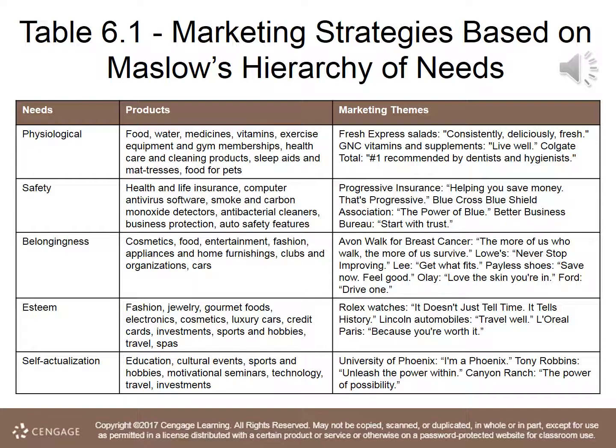But people may not always progress through the hierarchy. They may fixate on a certain level. For example, consumers who live through an economic downturn may always be motivated to save money in order to avoid financial insecurity, a second-level need.